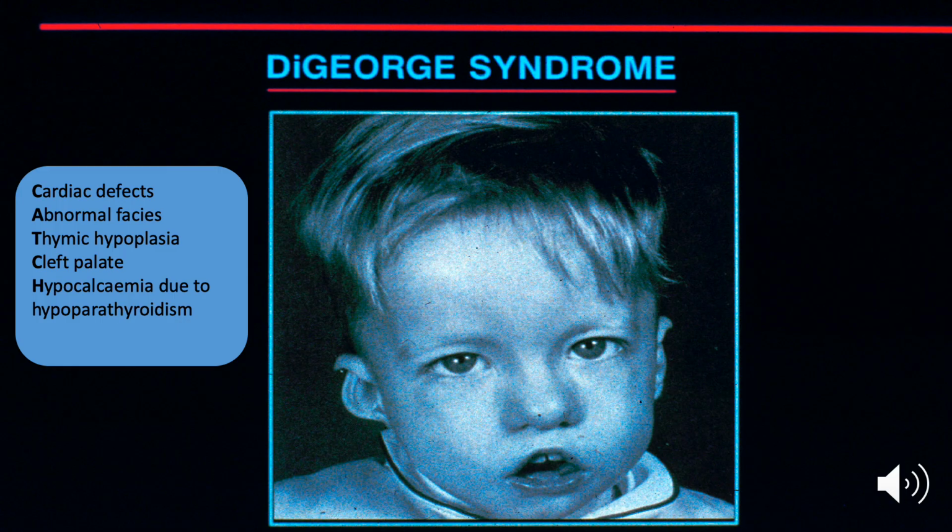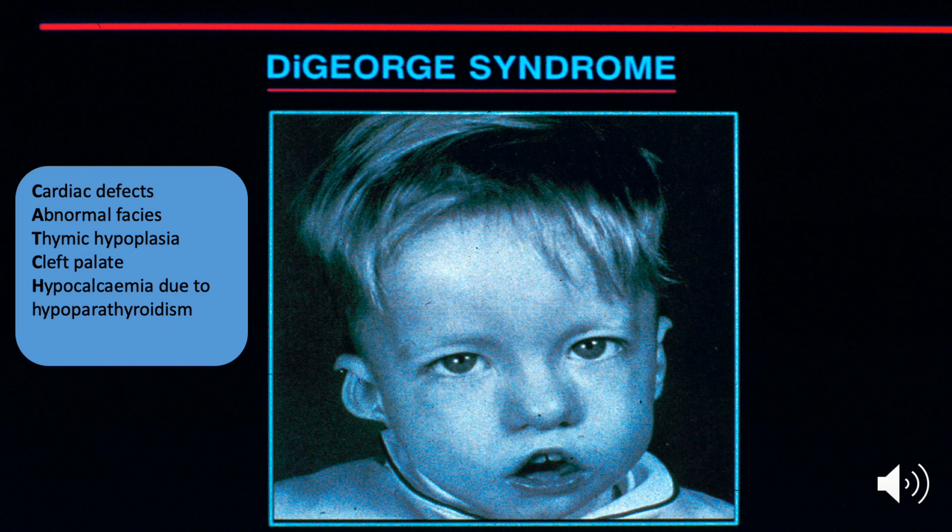For you to easily remember the clinical signs and symptoms of the DiGeorge syndrome, I want you to remember CATCH DiGeorge. CATCH, letter C, stands for cardiac defects, because you know very well that some portions of the heart will be derived from the third and fourth pharyngeal pouches. Then you have abnormal facies, which I will explain on the next slide. Then you have thymic hypoplasia, which is the one important for our topic in immunology. You also have the cleft palate. Remember, the third and the fourth pharyngeal pouches will give rise to some parts of the head and neck, and that includes the hard palate.